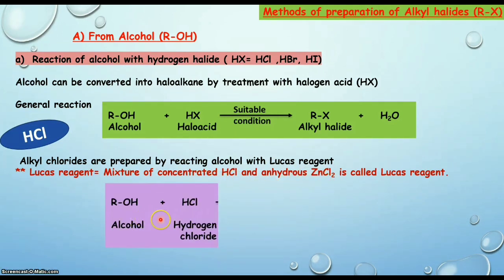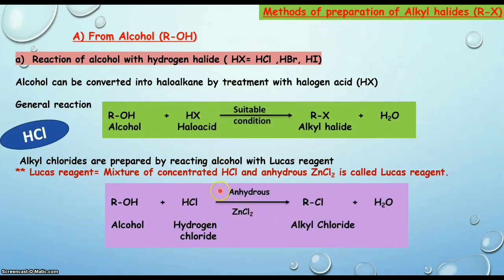Here is the reaction of alcohol with hydrogen chloride, which is same as given here. In this, alcohol reacts with hydrogen chloride in presence of anhydrous zinc chloride, forms alkyl chloride and water. What is the role of this zinc chloride? Zinc chloride is not only a dehydrating agent, but it also helps in breaking the carbon-oxygen bond over here. This zinc chloride is a Lewis acid, that is, an electron acceptor.